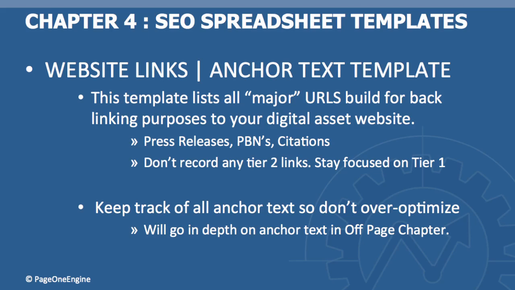For example, on one of your PBNs, you can go in and just change the anchor text really quickly and efficiently. Now the most important part of this template is the anchor text section. You will list all of the anchor text that you are using on your digital asset and monitor them so you don't use your main keywords more than a set amount of times while linking with anchor text. I will go into depth about anchor text ratios for link building in the off-page optimization chapter. So let me jump over to Excel and let's break down this template.